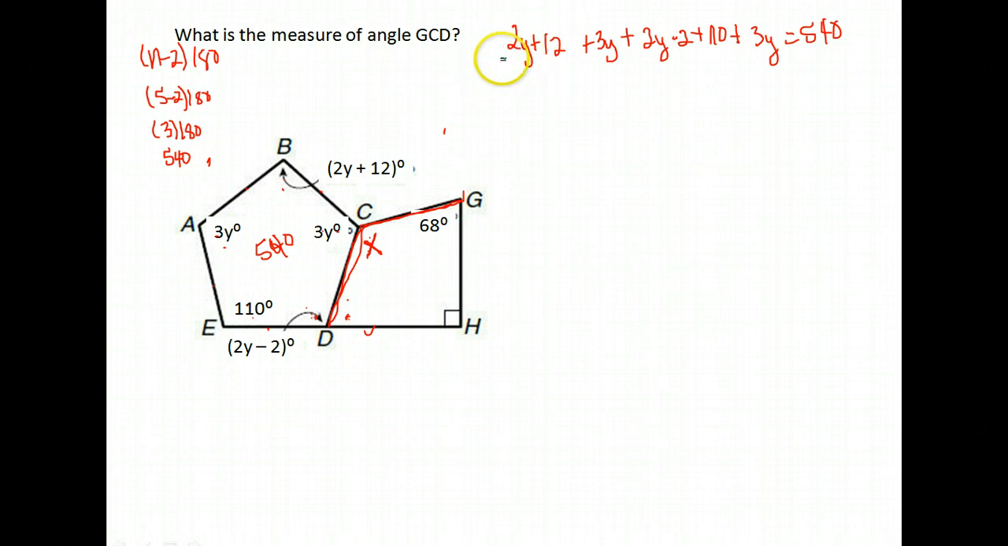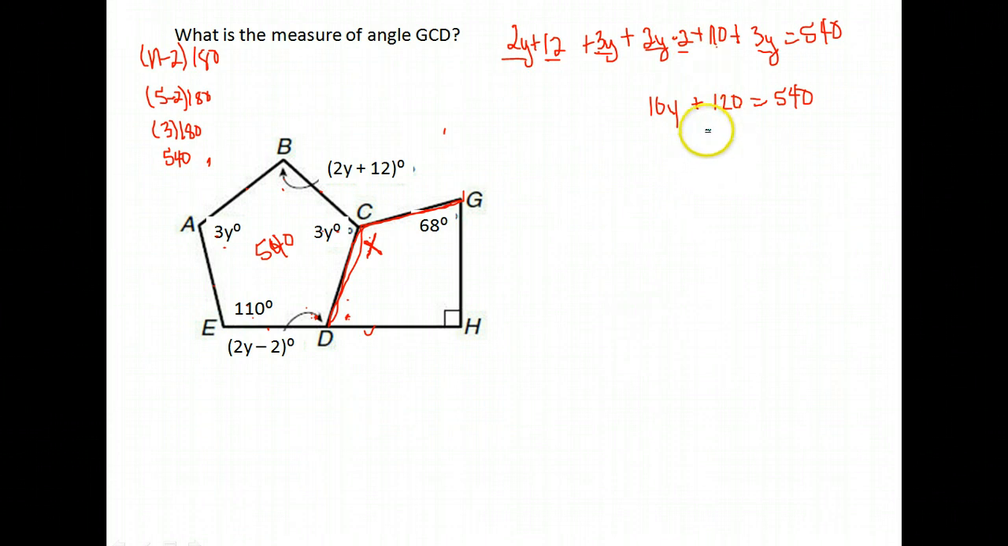Let's simplify. We put our y's together: 2 and 3 would be 5, plus 2 more would be 7, plus 3 more would be 10y. Our numbers: 12 minus 2 is 10, plus 110 is 120. Altogether, those equal 540. So again, you just combine your y's, combine your numbers. Let's solve for y now.